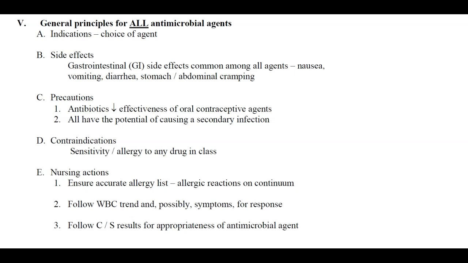Follow, monitor, and analyze culture and sensitivity results for appropriateness of antimicrobial agents. You may see that sometimes providers will start patients on a broad spectrum antibiotic, hopefully to cover all the possible causative organisms for that specific infection until they get the culture and sensitivity. So we need to keep an eye on the culture and sensitivity, because ideally, once we get those results, we need to make sure that we put the patient on a narrower spectrum antibiotic in order to prevent superinfection or secondary infection.